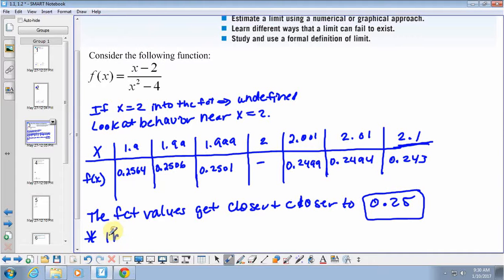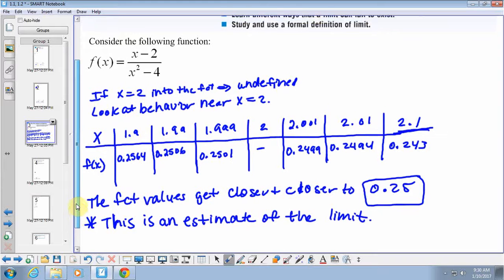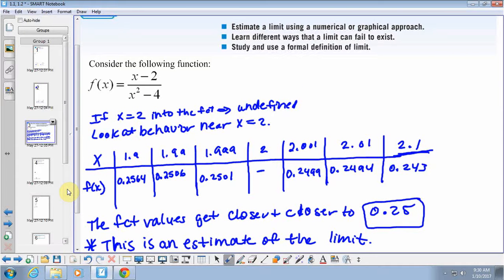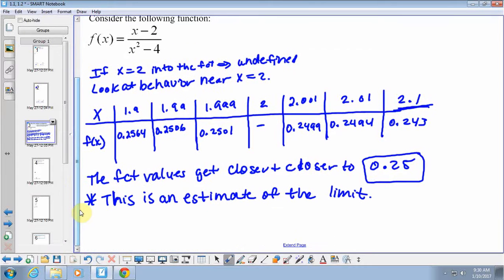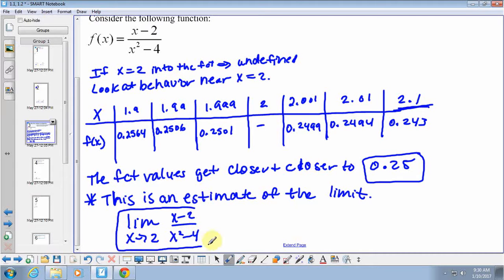This, y'all have to excuse me, I've been under the weather. This is an estimate of the limit. That's an estimate of the limit as x approaches 2 of x minus 2 over x squared minus 4. That's an estimate for this.